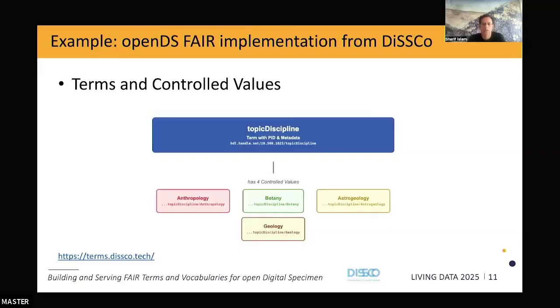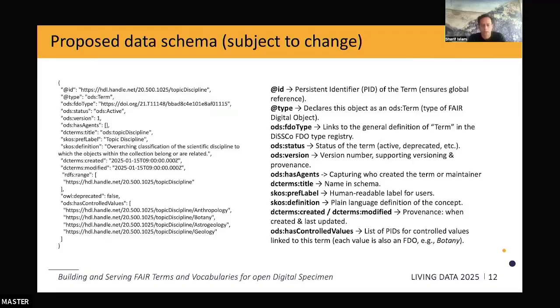Example from openDS. So let's say we have a term called topic discipline that will have a PID and metadata. And then let's say there are only 4 allowed values. So these are our control values, again, with their own PID and metadata. This is a proposed data schema we're working with. Here you can see the ID and some other metadata, versioning, and some provenance information. And then at the end, you'll see there's a list of PIDs of the values that are linked to this term. And again, each value also has a PID and is treated as an FDO.